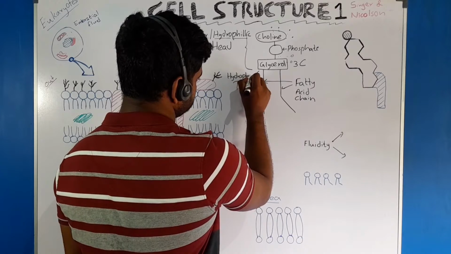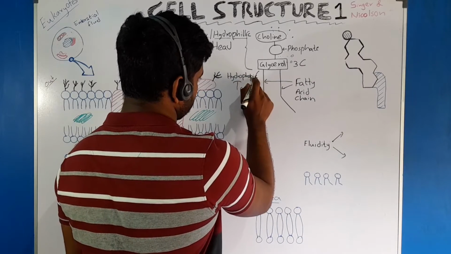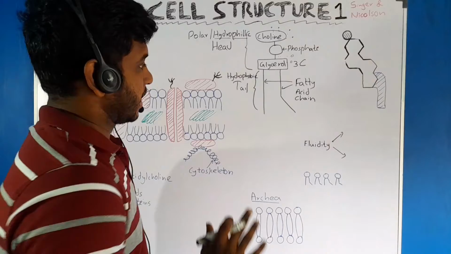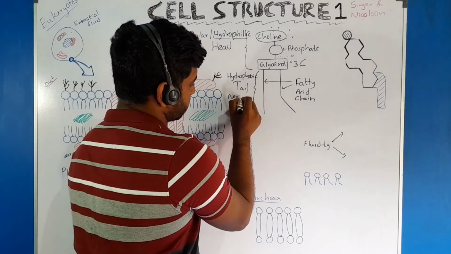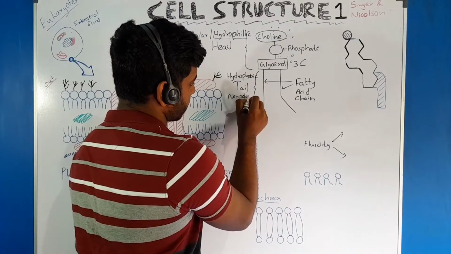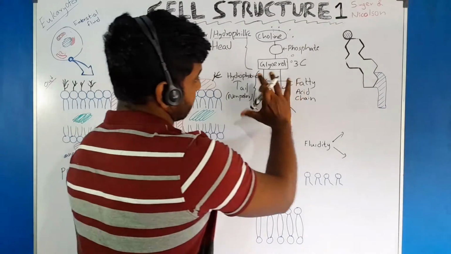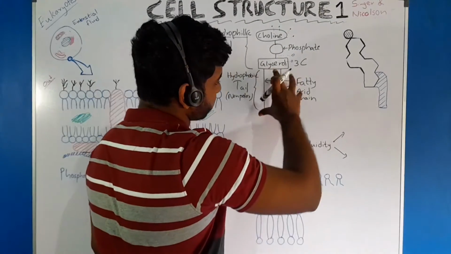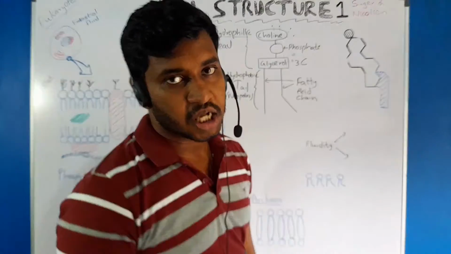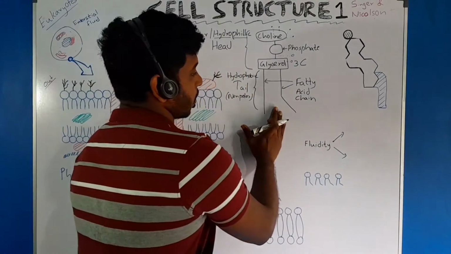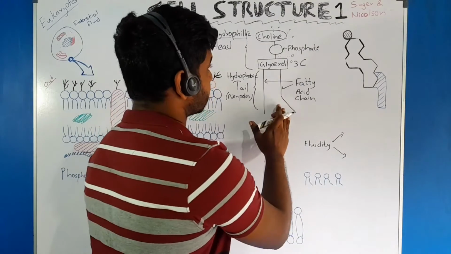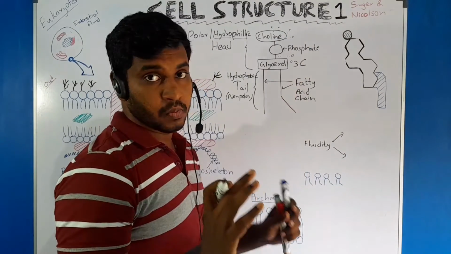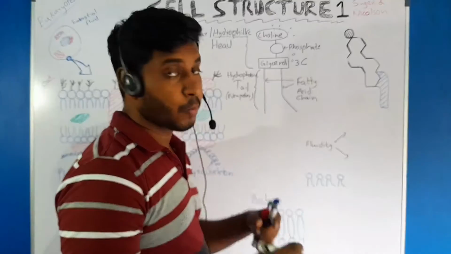Hydrophobic. The tail is hydrophobic because it is non-polar. Non-polar means the electron cloud of this area is not charged. So it cannot make interactions with water, because water is a charged or polar molecule.